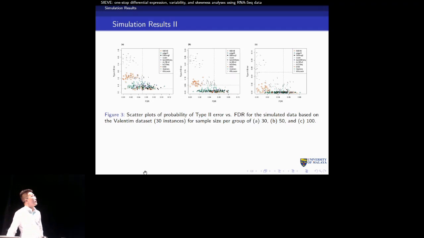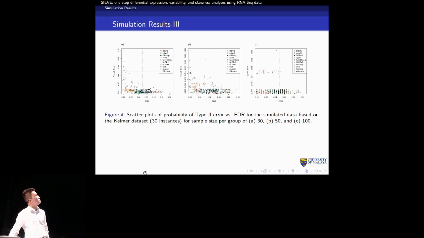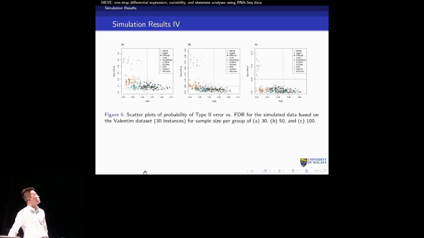Figures 3, 4, and 5 give the graphical summary for the DE simulation study. And the red circle indicates my method SIEVE. From those 3 figures, we can conclude our method SIEVE gives better control in both FDR and the probability of type 2 error, especially for the large sample size.